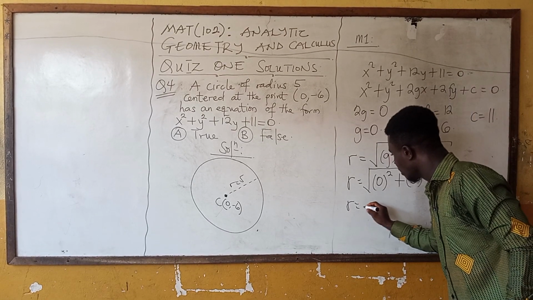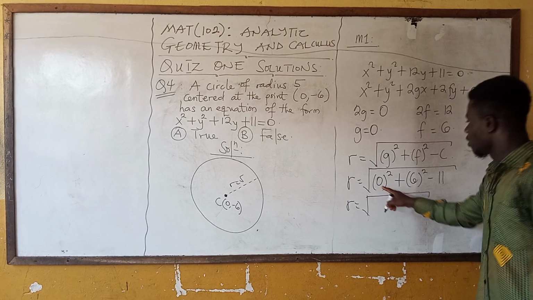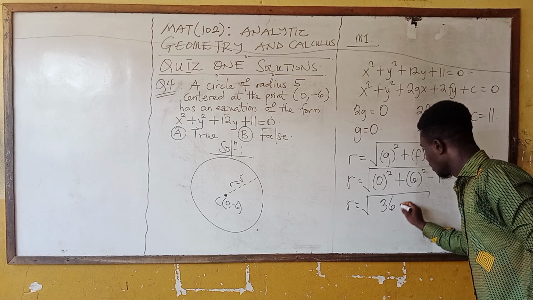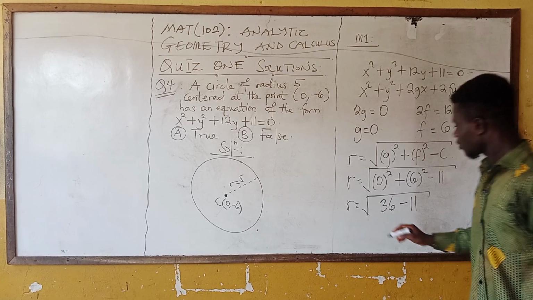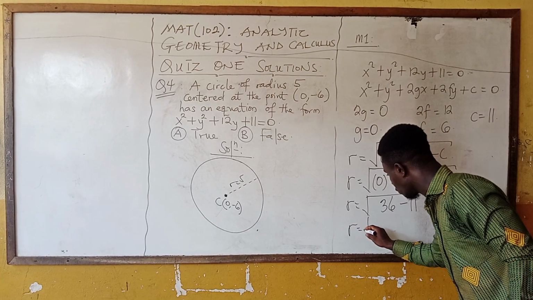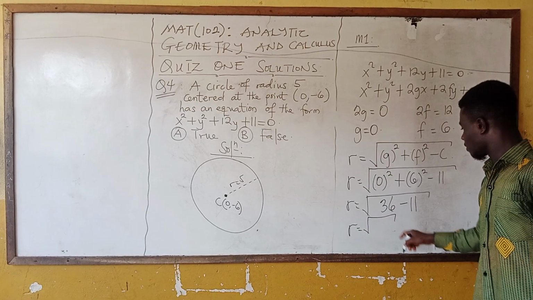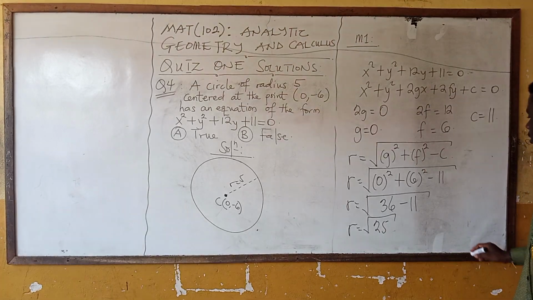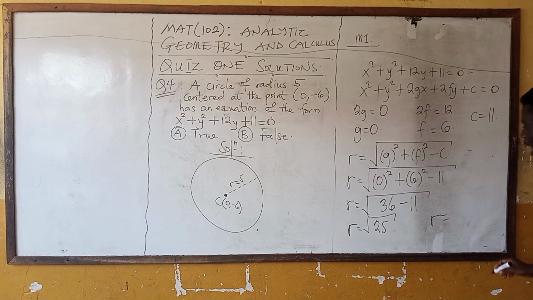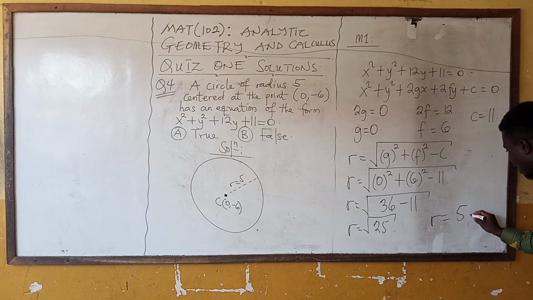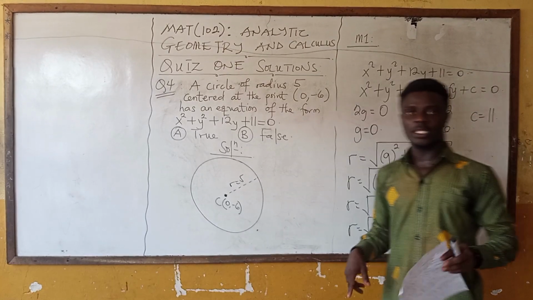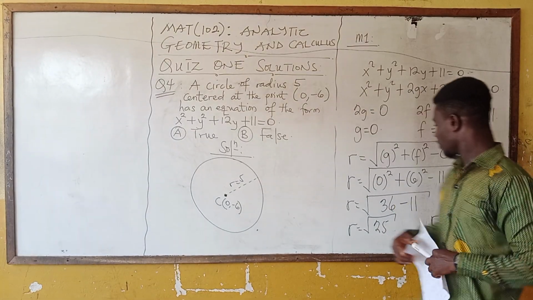So I have r being equal to the square root of 0 squared plus 6 squared minus 11. We get 36 minus 11. Now, r being equal to the square root of 25, we obtain 5 units, because the radius is the distance from the center to any point on the circumference of the circle.